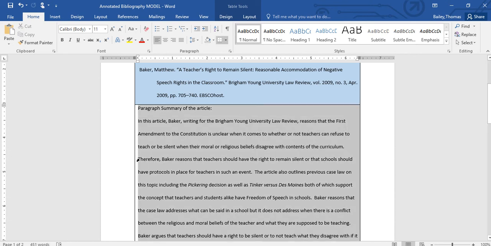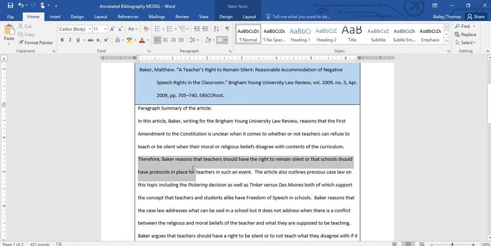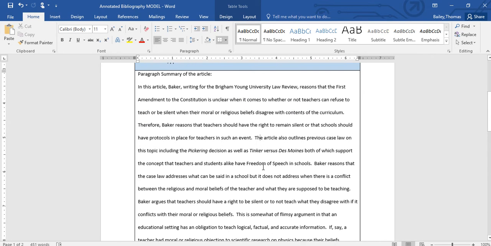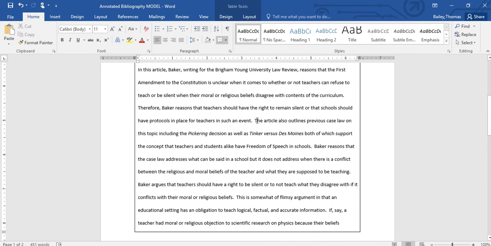So then I go into more detail of what he specifically says. Baker reasons that teachers should have the right to remain silent, or that schools should have protocols in place for teachers in such an event. So then this is the type of evidence that he used. He talked about the case law of Pickering and then Tinker versus Des Moines, which are Supreme Court cases.